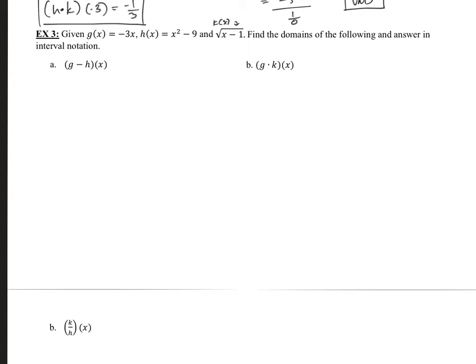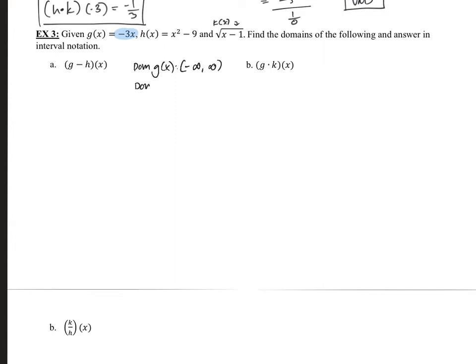So the first thing we want to do, because we're talking about finding the domains, I'm going to first indicate what the domains are. So let's look at g of x first. That is a linear equation. Do we have any restrictions on a linear equation? The answer is no. Any number is okay in a linear equation. And real quick, how did I know this was linear? Because looking at our variable x, the power is 1, so it's only linear. Alright, so the domain for g of x is just negative infinity to infinity.